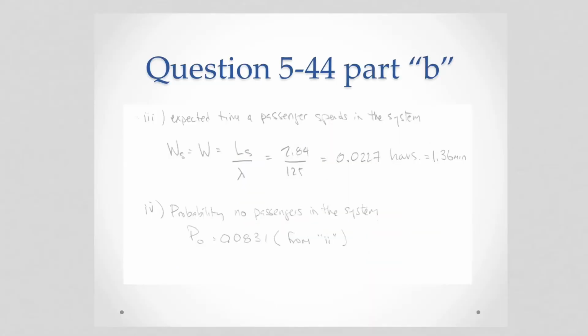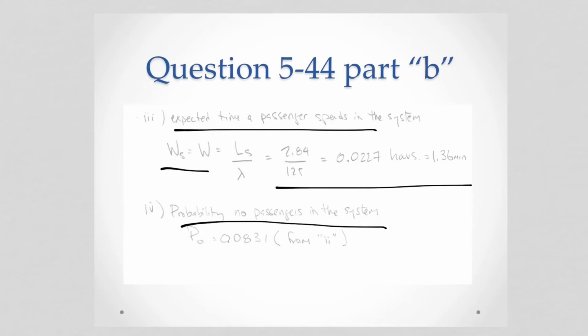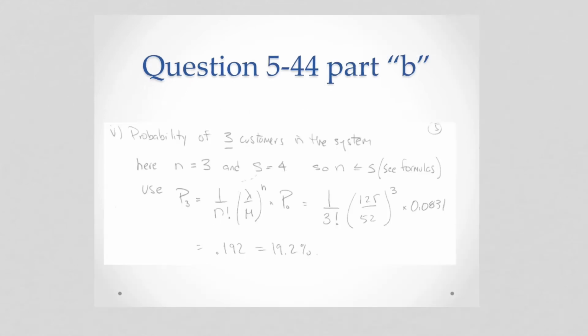Next question was expected time a passenger spends in the system. So that's, of course, WS, and it's LS over lambda, which we calculate to be 1.36 minutes, kind of a plug and chug. Probability of no passengers in the system is just the P0 that we calculated before from part 2, so nothing new there. Next question was probability of 3 customers in the system.